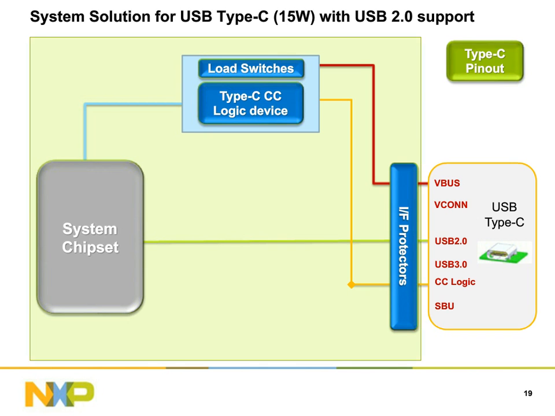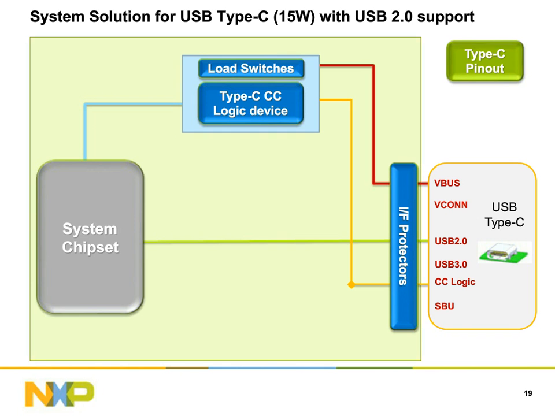You can still use the CC logic device because you still need to do the identification of which side is going to be what based on the CC lines. You have to flag the pull-ups and pull-downs appropriately. So you need that CC logic device. Again, you can use load switches for your port protection and just simple ESD. And as you can see, the key thing to note here is there are no data switches involved.